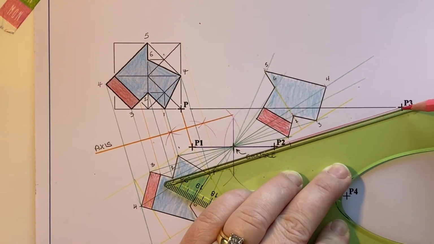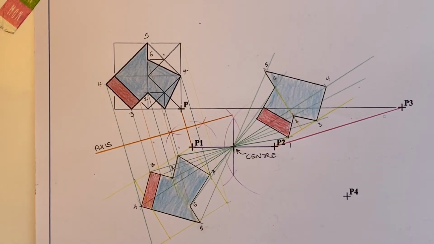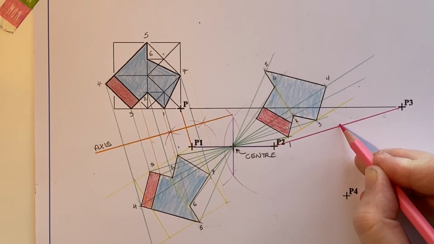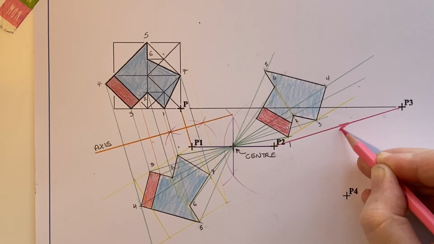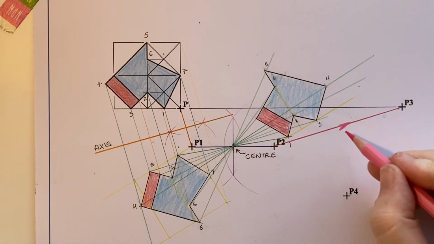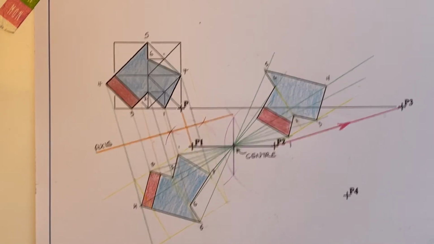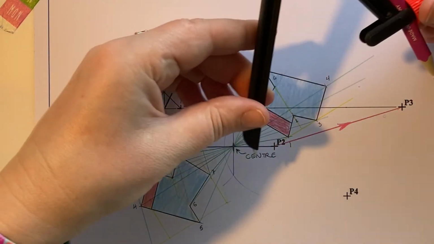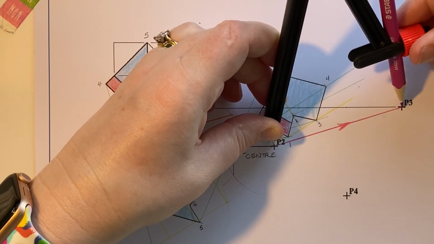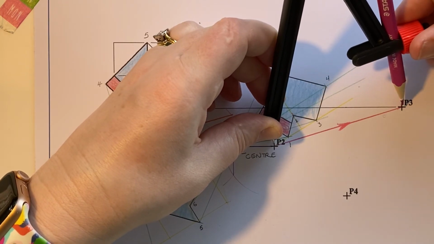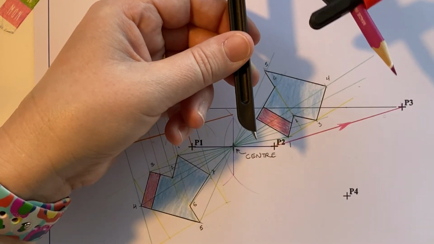And what I've done there now is set up my translation, because it's in this direction that every point now has to move, and it's for this distance. When I say this distance, I mean I will set my compass for P2 to P3. And I'm going to leave my compass set at that, and move every point through the same amount.